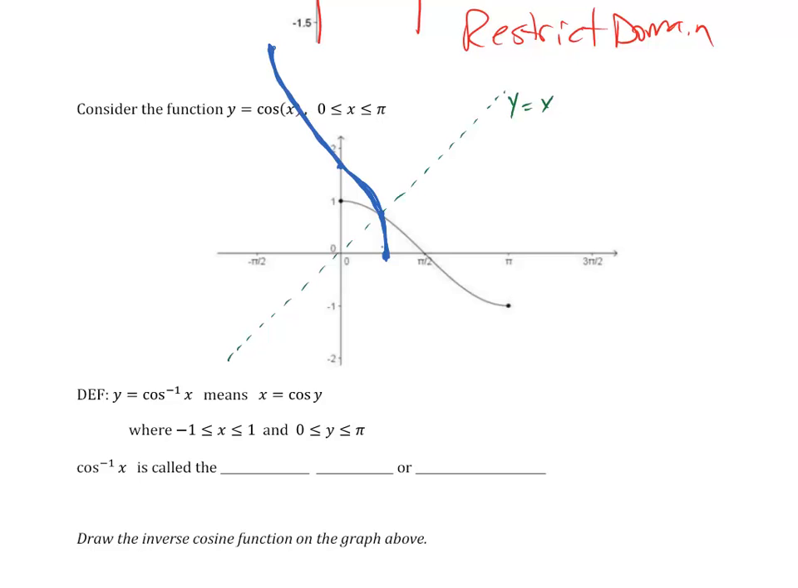And by definition, what we mean is, as before, if I say y equals cosine inverse of x, I mean cosine of what angle?